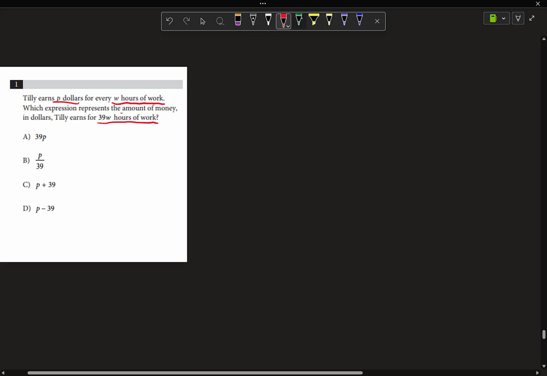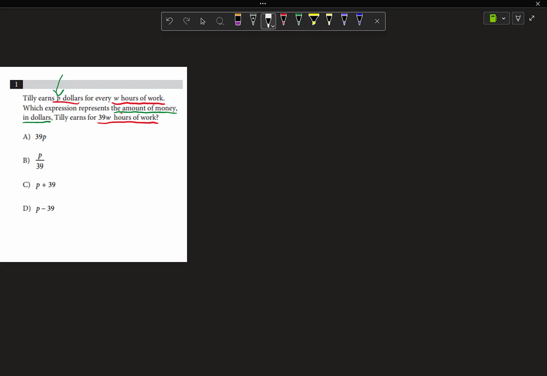Specifically, this is really important to understand what we're trying to find. We're trying to find an expression that represents the amount of money in dollars. So some answer in terms of P, and you'll notice the 4 answers back that up.